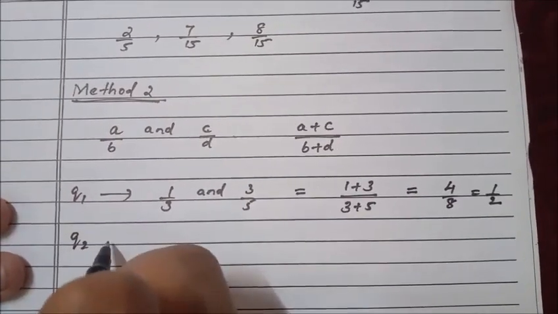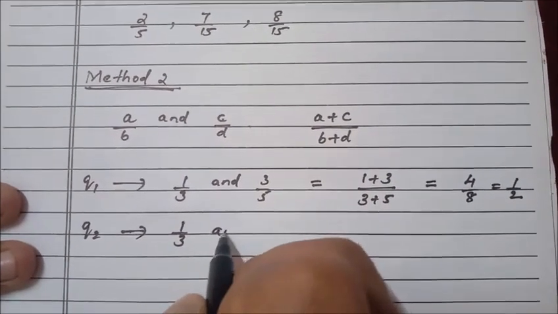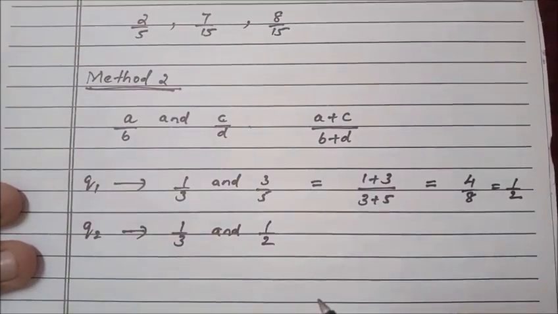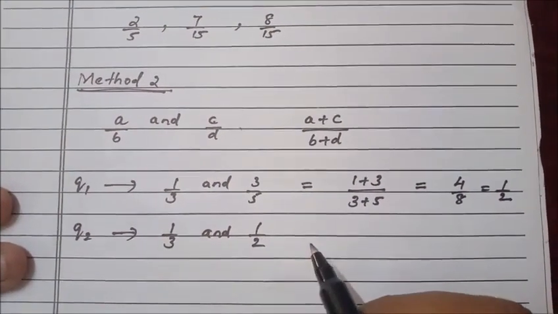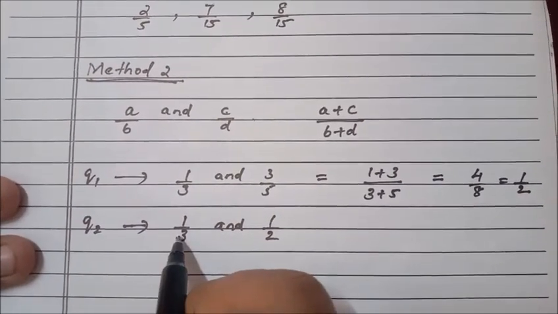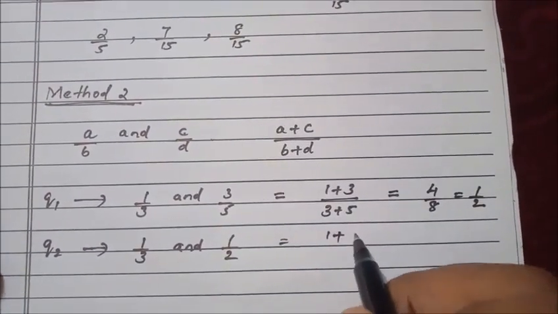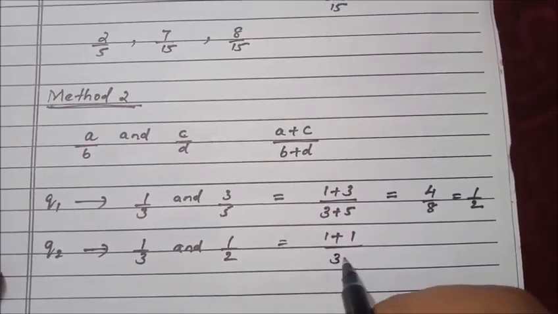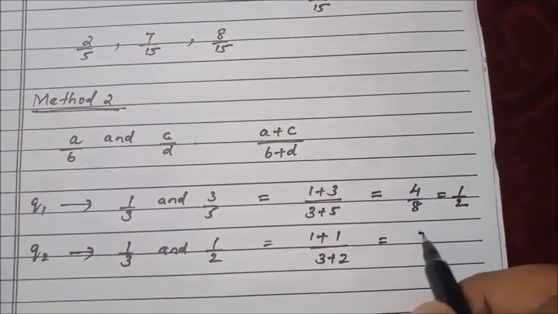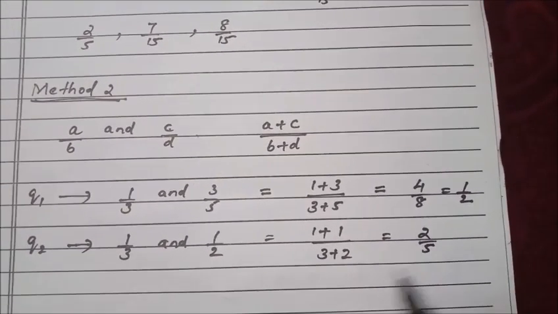So now we can find Q2, which lies between 1 upon 3 and 1 upon 2. Otherwise you can take 1 upon 2 and 3 upon 5. So now here I am going to consider 1 upon 3 and 1 upon 2. Now here when we add the numerators and denominators separately, we will get the answer 2 upon 5. So 2 upon 5 is the second rational number.